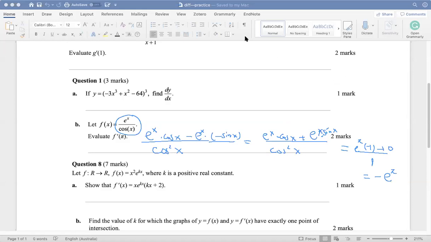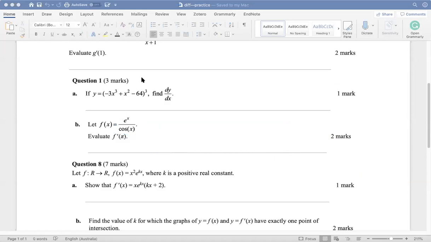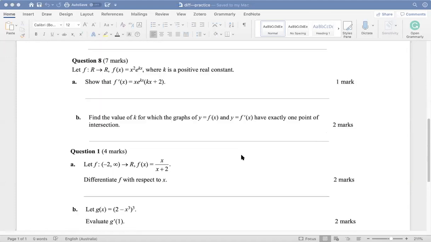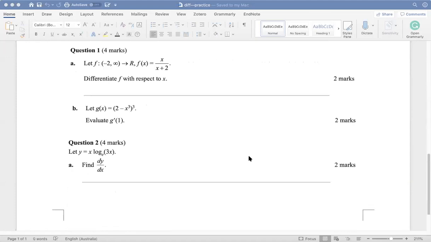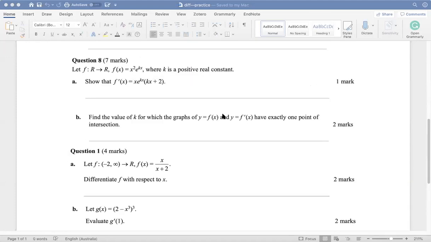And for question 8, it's a bit tricky, but we still can use our own knowledge, okay? Look at this one. So f(x) is x squared times e to the power of kx. Then it asks us to show that. So by showing that, we have to write steps.